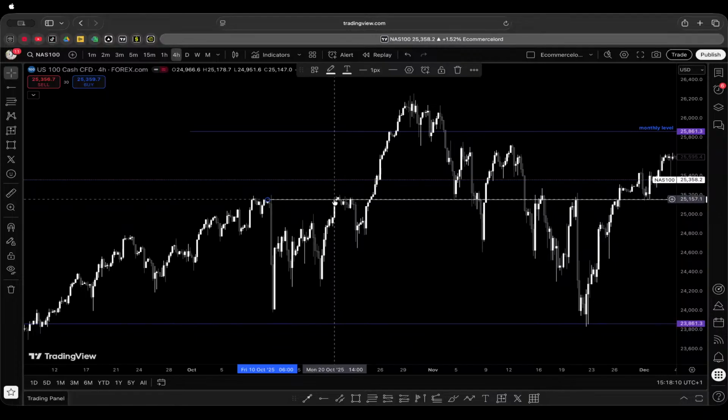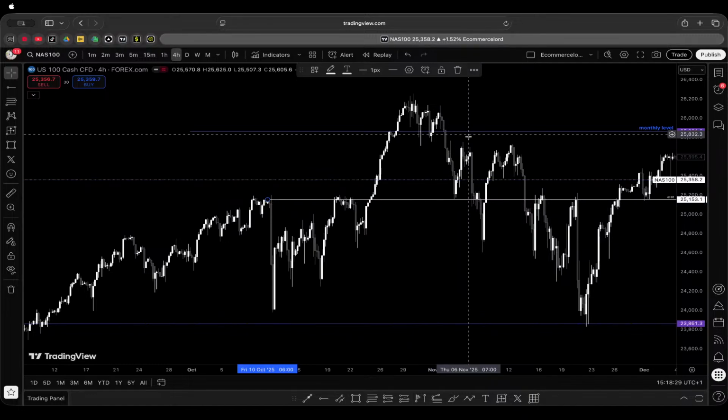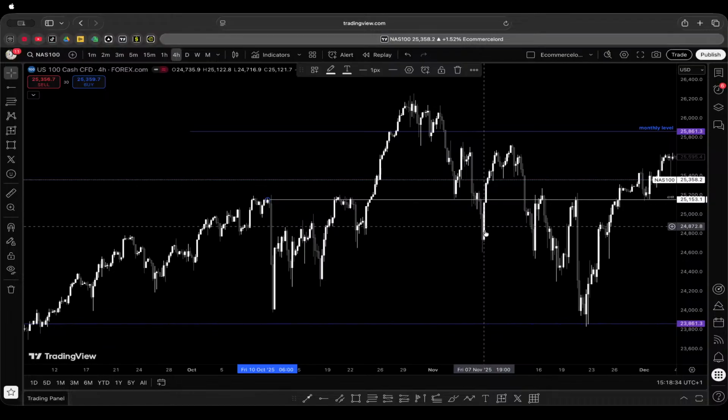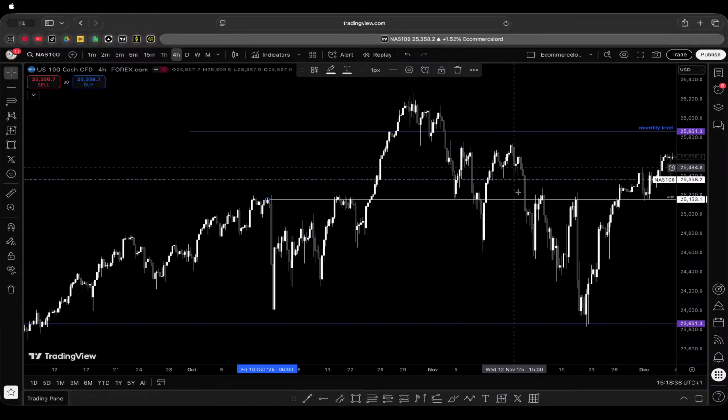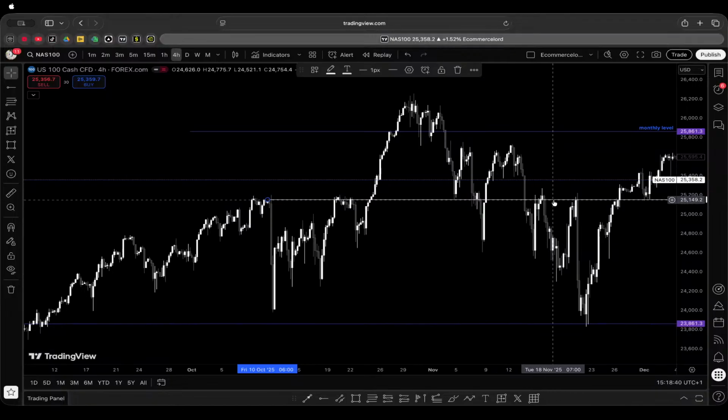Price held from the 20th of the month, from Monday the 20th of October until the 22nd. So it held price for a good 2 days before price went down and then came back up with that support zone reaction, before it failed and price flushed it again.